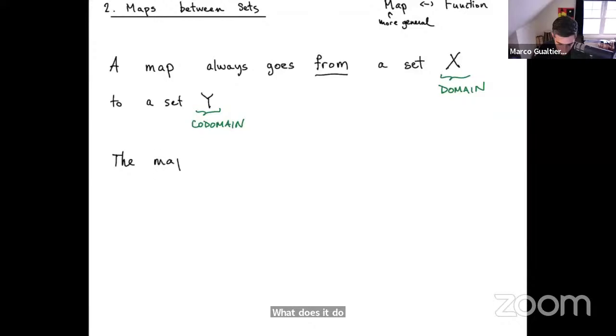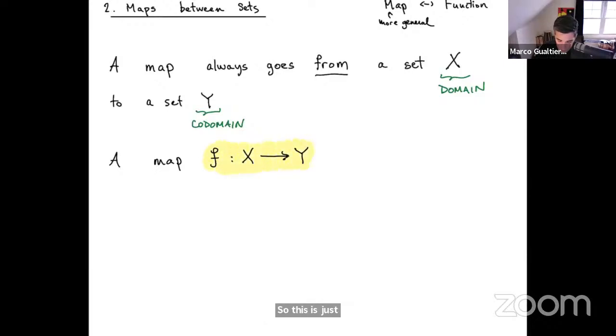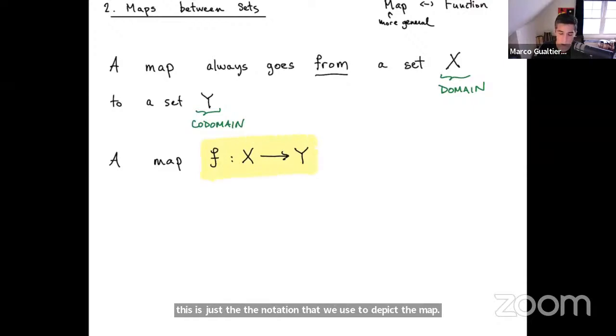The map, so a map F, and I'm going to use a very descriptive notation that goes from X to Y. So this is just the notation that we use to depict the map. The reason that this is useful is because it shows you what the domain is and what the codomain is, because it's the tail of the arrow and the tip of the arrow. Okay, so this map, what does it do?